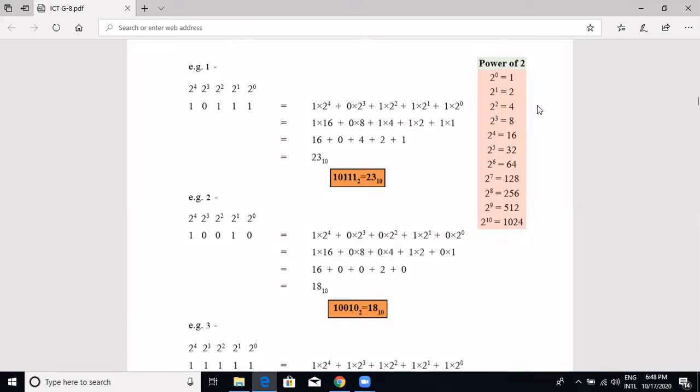If it is any 0 into something, 0. So forget it. No need to find 2 to the power, what is the number, right? It's 0 anyway. So 1 into 2 to the power 4, 16. Now you have 16 plus 0 plus 4 plus 2 plus 1. You add all of them, 23. So that is the decimal number. Understood? Okay, we'll go for another number.